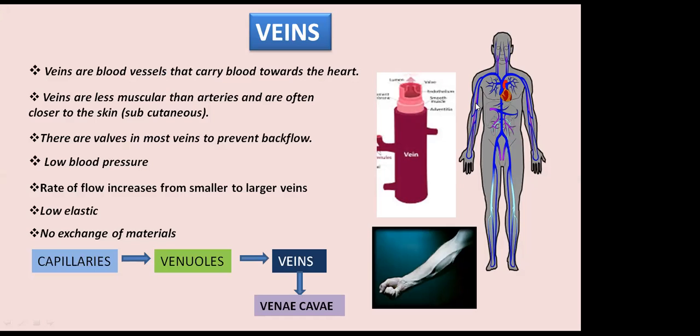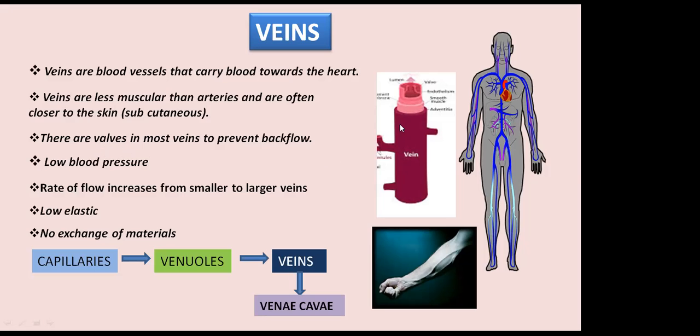Arteries are the distributing vessels, whereas veins are less muscular when compared to arteries. This means the thickness of the wall of veins is very small due to the presence of fewer circular muscles. And they are characterized by the presence of valves. So valves are present in the lumen of the veins.